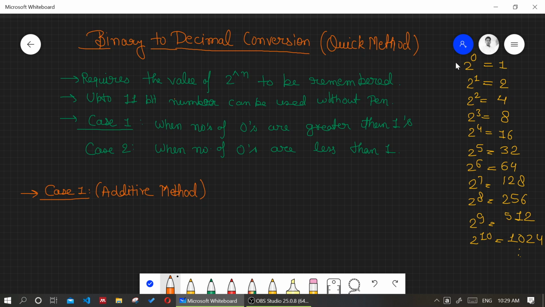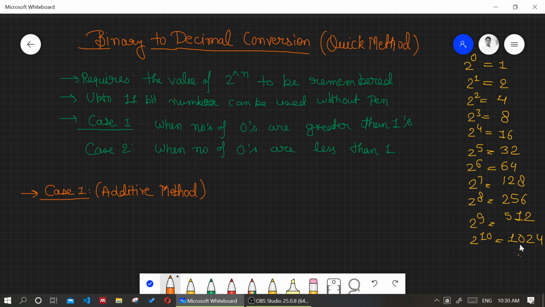As you are aware, you need to remember the powers of 2. So just see: 2 raised to the power 0 is 1, 1 is 2, 2 is 4, 3 is 8, 4 is 16, 5 is 32, 6 is 64, 7 is 128, 8 is 256, 9 is 512 and 10 is 1024. So this method works up to 10 bits, it's fast, and it will not require even a pen to write anything. You can just see the number and find the decimal equivalent of that particular number.